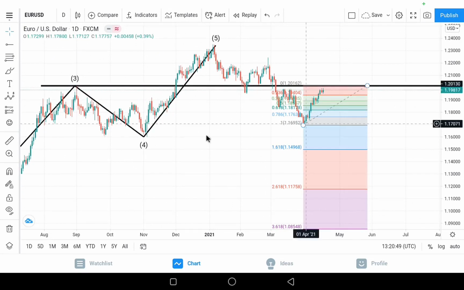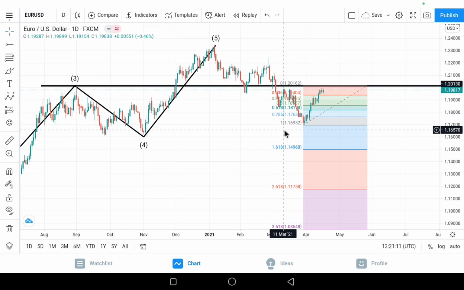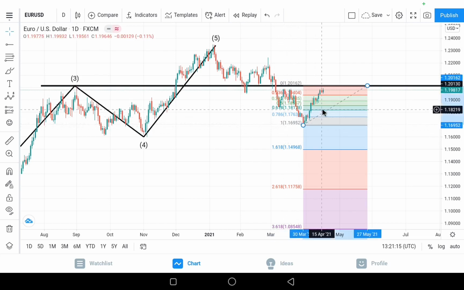Okay, so it's important to notice that this junction right here is also the 618 retracement level. So if it retraces itself, I may be tempted to buy around here unless it breaks. My stop loss will be a little bit extravagant, so my stop loss will be here. That means we are still in a good old correction.